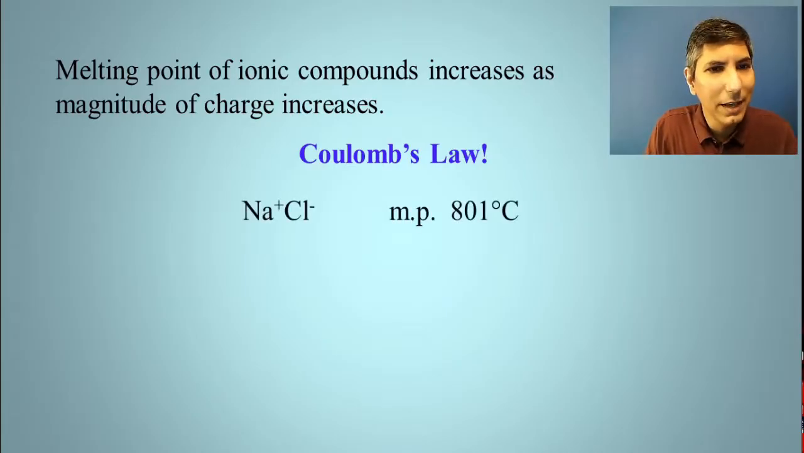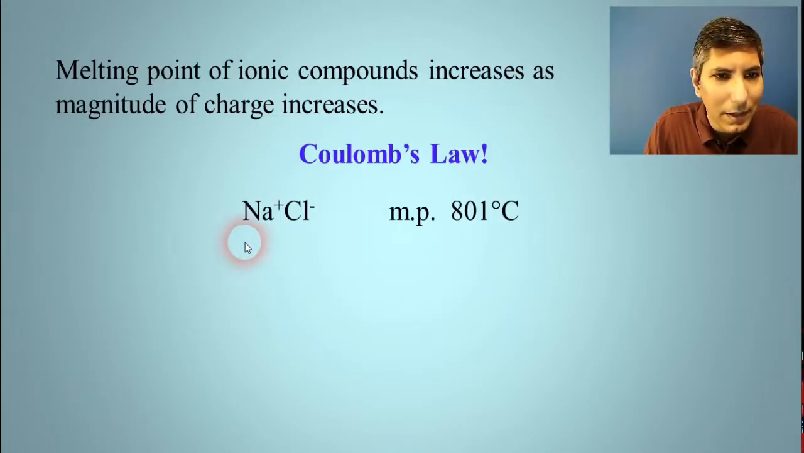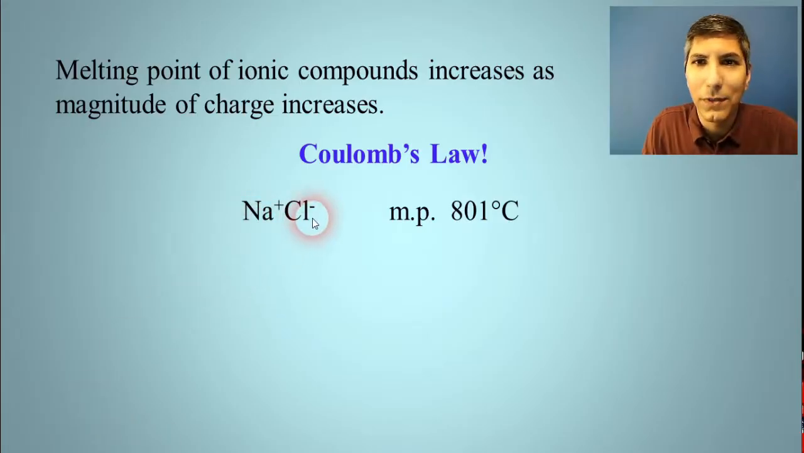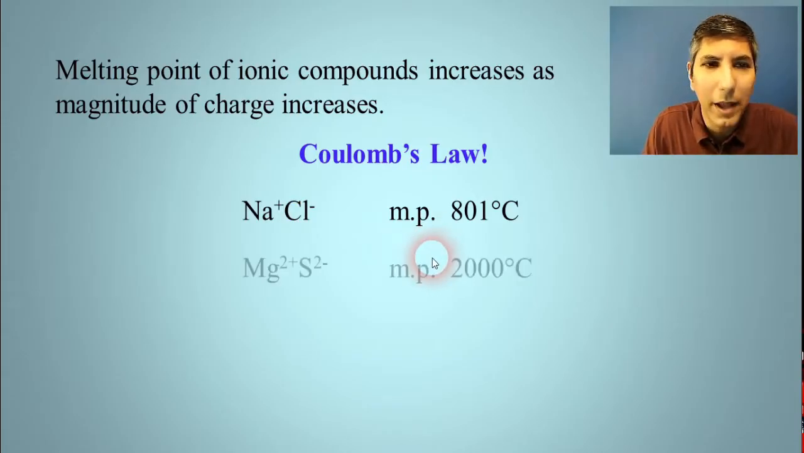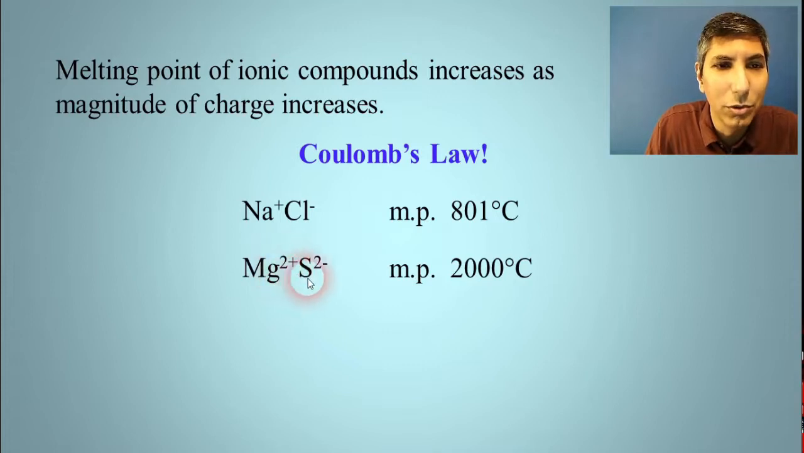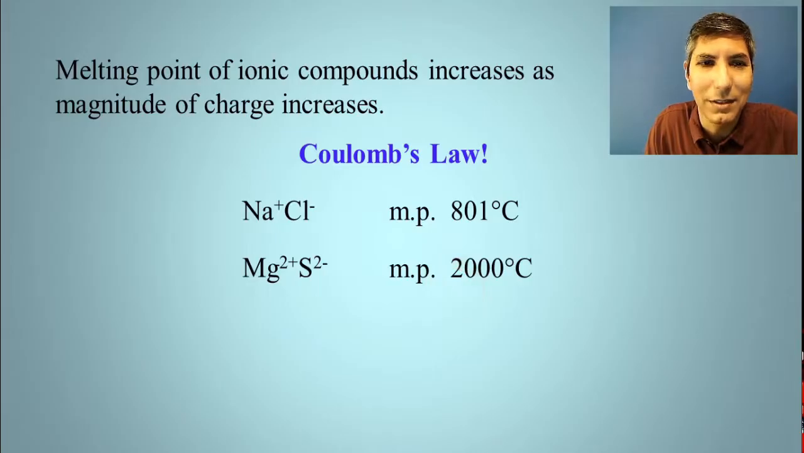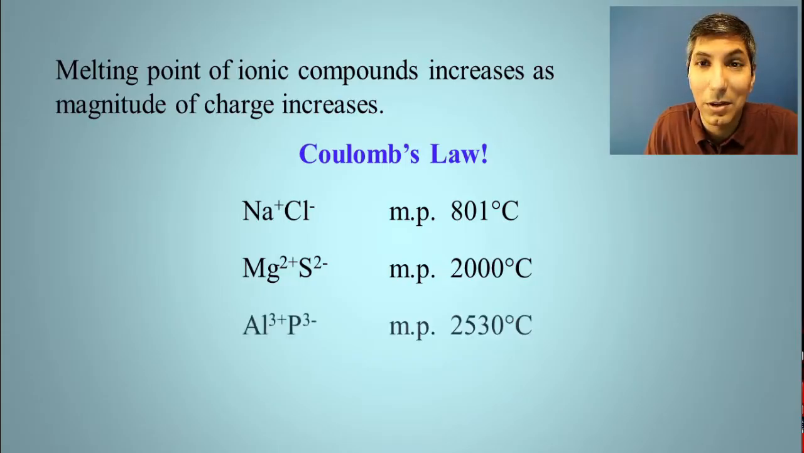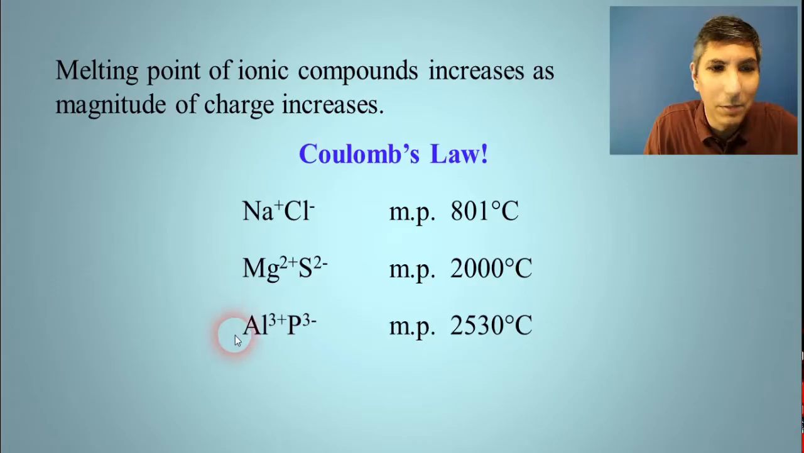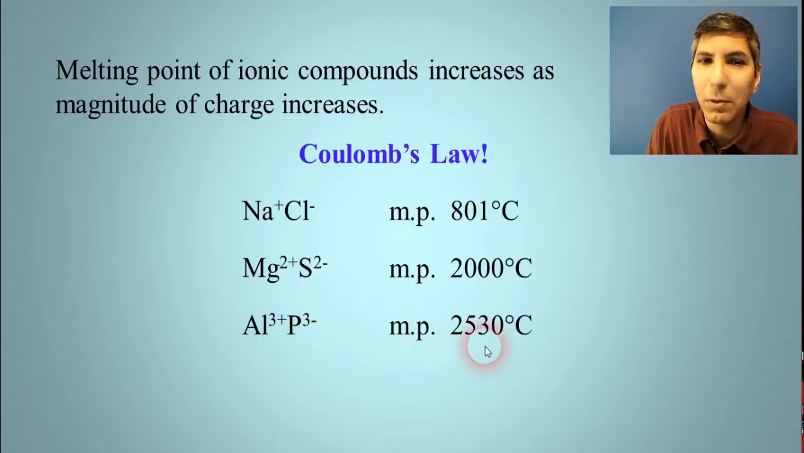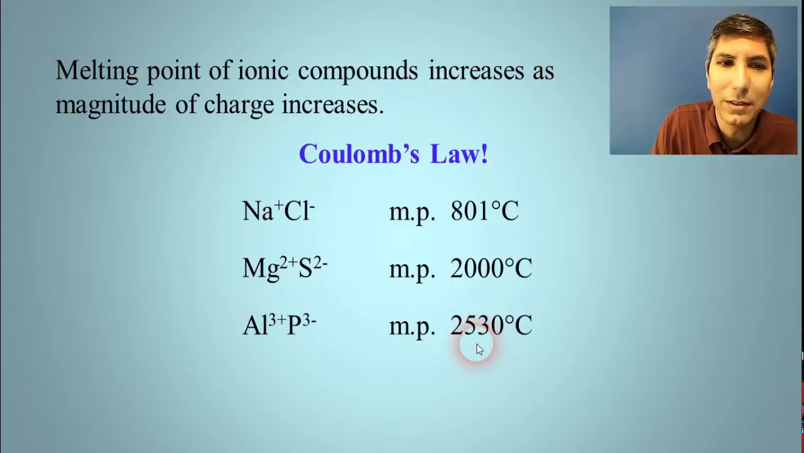So, as we see in this case here, sodium chloride, it's got a +1, -1 charge differential. It has a melting point of about 801 degrees Celsius. But watch what happens when we bump it up to a +2, -2 charge attraction. We're right at 2,000 degrees Celsius. Very high. Now, what do you think is going to happen if we have a +3, -3 charge differential? It's going to go even higher, isn't it? And that's what happens when you have something like aluminum phosphide, +3, -3. Look at how high that melting point is, well over 2,500 degrees Celsius.